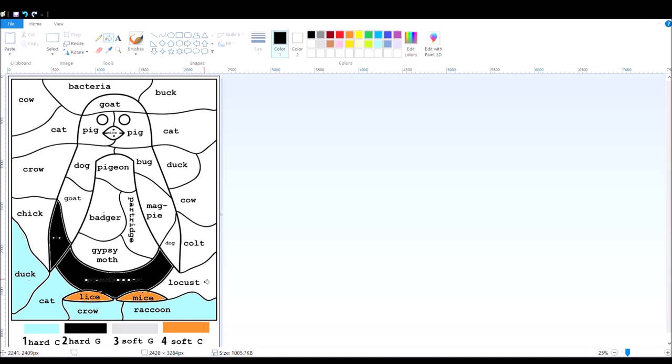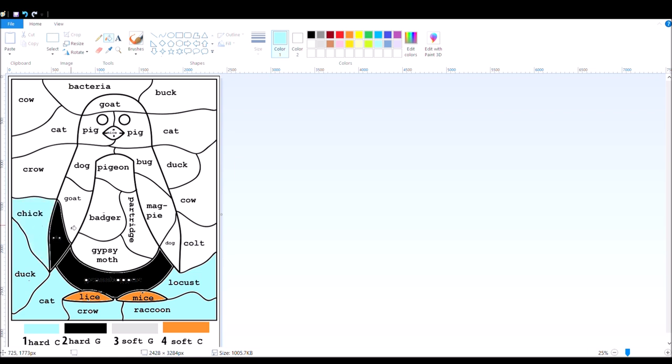Locust. This one has a C instead of a G. It's followed by a U and not an I, E, or Y. So it will be a hard C. Chick. Now there's two C's, but the first one is part of a CH blend and doesn't count. And the second C is followed by a K, not an I, E, or Y. So it will be light blue.